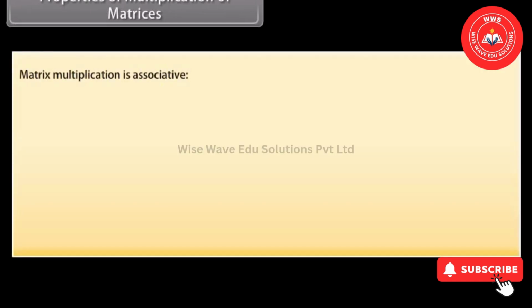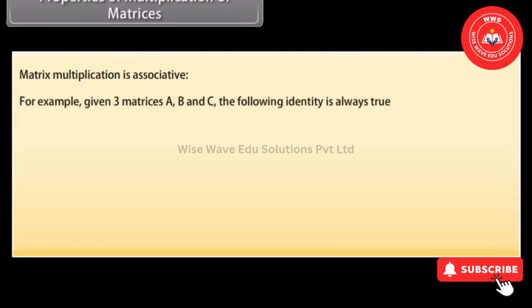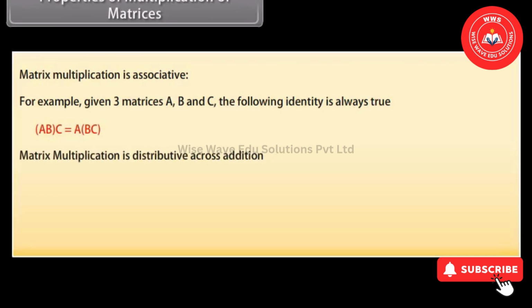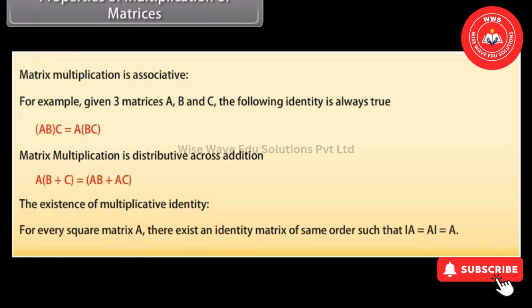Properties of multiplication of matrices. Matrix multiplication is associative. For example, given three matrices A, B and C, the following identity is always true: AB into C is equal to A into BC. Matrix multiplication is distributive across addition: A into B plus C is equal to A into B plus A into C. The existence of multiplicative identity: for every square matrix A, there exists an identity matrix I of the same order such that IA is equal to AI is equal to A.